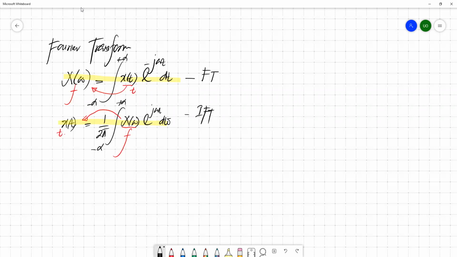If you want to evaluate the Fourier transform, just evaluate this integral by plugging your x(t) here. It gives the Fourier transform of x. Normally we use small letters for time domain quantities and capital letters for frequency domain quantities. It's just a notation.